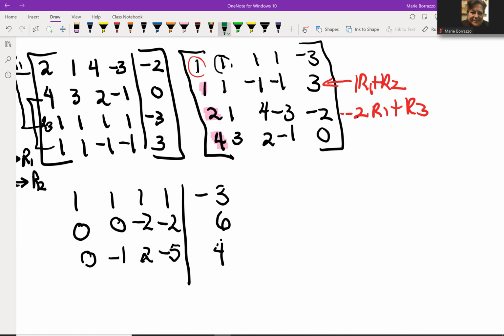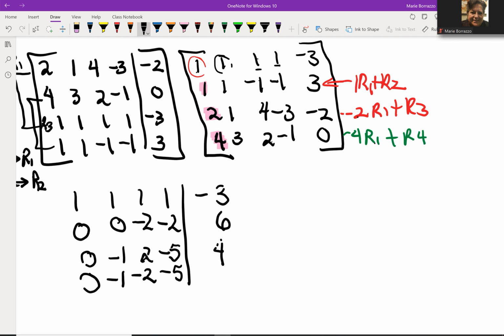I'm going to do the same thing with row 3. I'm going to say this is negative 4 times row 1 plus row 4. Okay, so let's do the math. Negative 4 times 1 is negative 4 plus 4 is 0. We're good. Negative 4 times positive 1 is negative 4 plus 3 is negative 1. Negative 4 times positive 1 is negative 4 and 2 is negative 2. Negative 4 times positive 1 is negative 4, and negative 4 is negative 5.